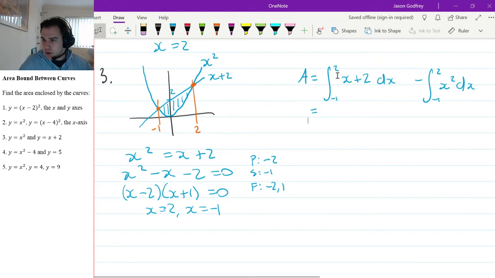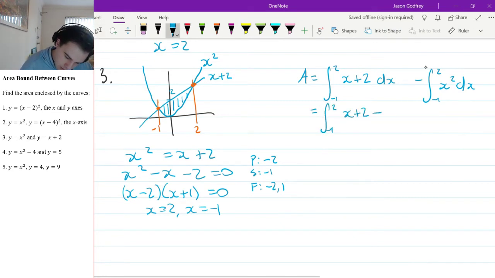Now, since we're integrating across the same range, we could do these two separately, or we could combine them into one integral: x plus 2 minus x squared. There's no issue with integrating this over this range, integrating that over that range, and subtracting them, and you'll get the same thing. But because we're going from here to here, we can just combine them and do it all in one go.